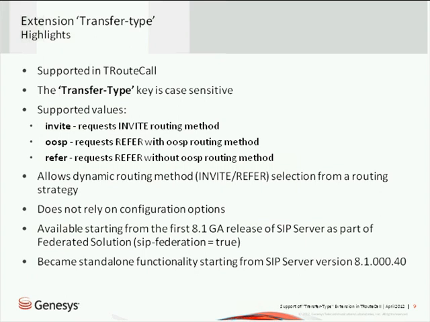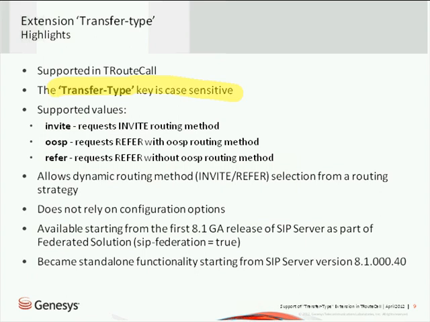Now SIP server supports this ability, and that's the point of our webinar: how it's done, how it's implemented. Now in the route call, you can specify in the extension attribute a special key. Its name is TransferType, and this T must be in uppercase. Sorry, this key is case sensitive.